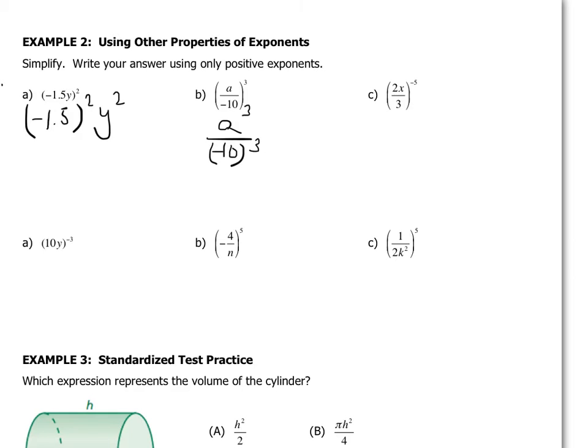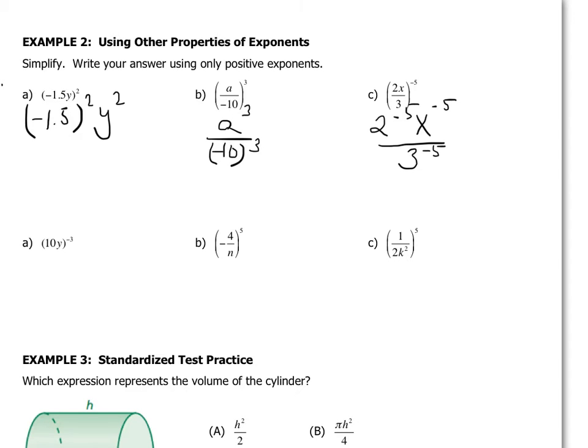So here's what we've got to think about on this one. The first part we're going to look at is we're going to get 2 to the negative fifth, x to the negative fifth. That's my numerator. Then the denominator, I'm going to get 3 to the negative fifth. Now we need those to be positive exponents.